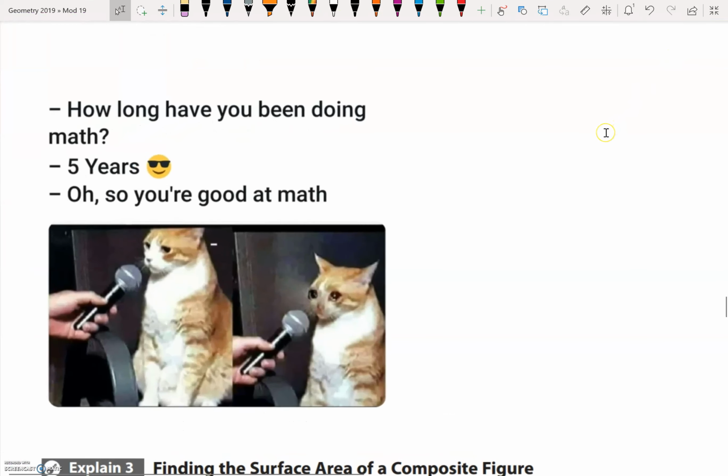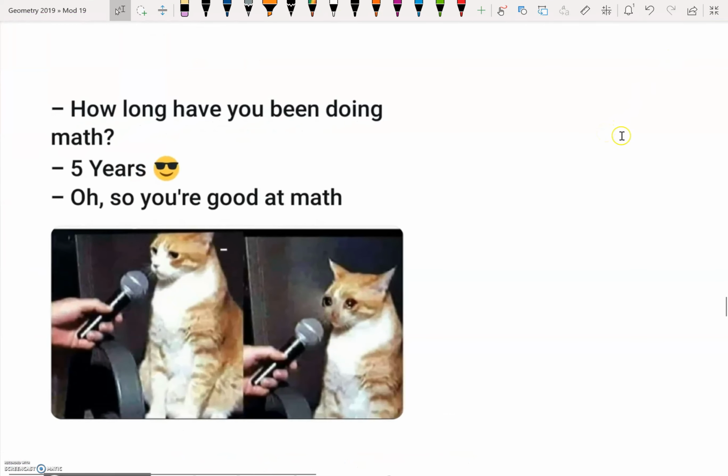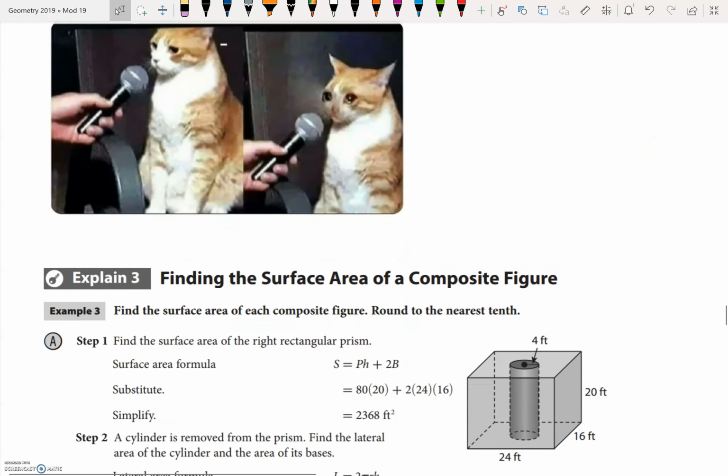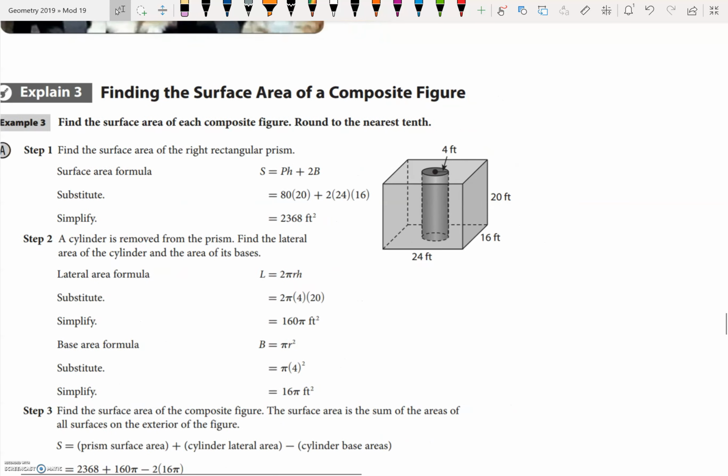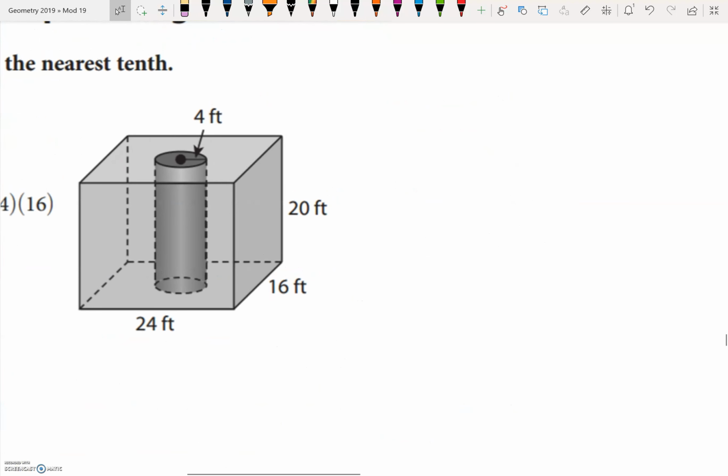All right, so we are now going to do the second half of 19.2, finding the surface area of composite figures. So, if we have this rectangular prism and we are hollowing out a cylinder, so we're taking like a drill, we're drilling a hole in it, drilling all the way through, and we wanted to find the surface area, we want to think about, if I was to take this figure and submerge it in water, how much of the figure would get wet?